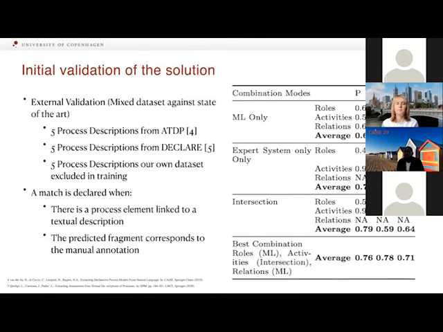For the validation, we combined mixed datasets of 15 different process descriptions: 5 from the HTTP, 5 from Declare, and 5 of our own, excluded from our initial training. We define a match when there's a process element linked to the textual description, and the predicted fragment corresponds to the manual annotation.